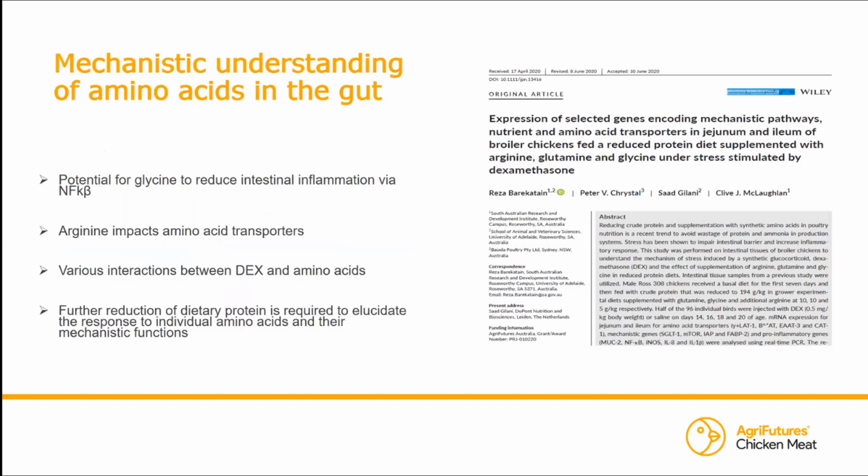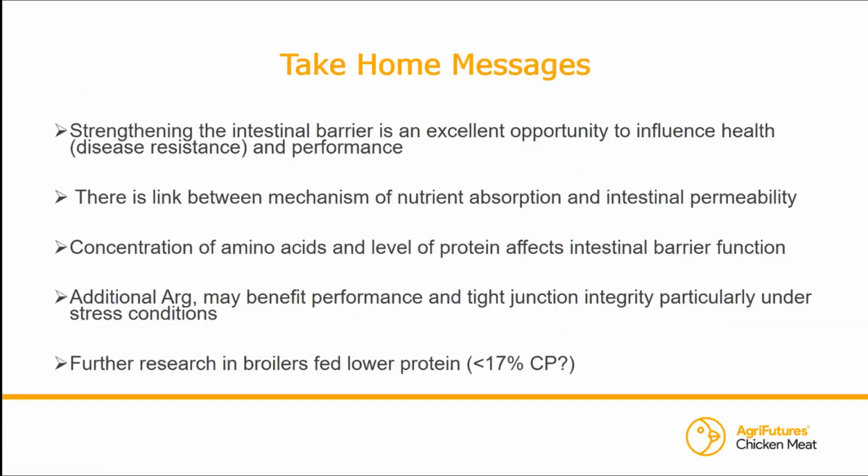We found that particularly for glycine, there was a significant reduction in one of the main pathways involved in intestinal inflammation, which is NF-kappa B. We also hypothesized that if we do these experiments again, in further studies, we need to perhaps reduce the protein below the amount that we investigated in this project to see a more explicit response.